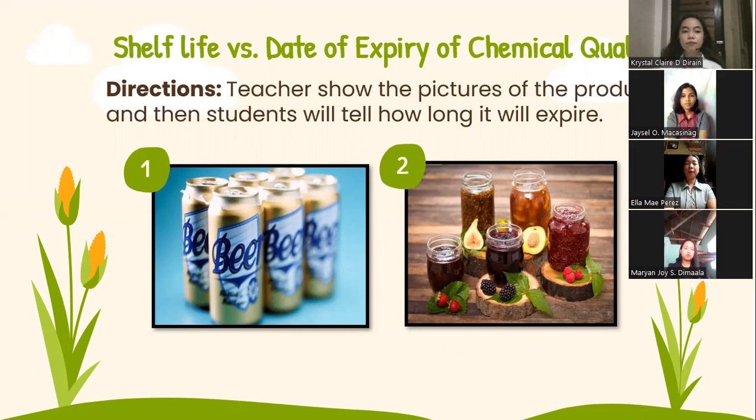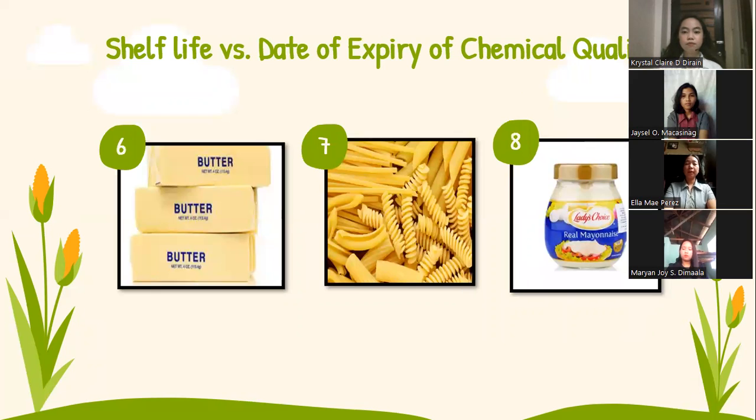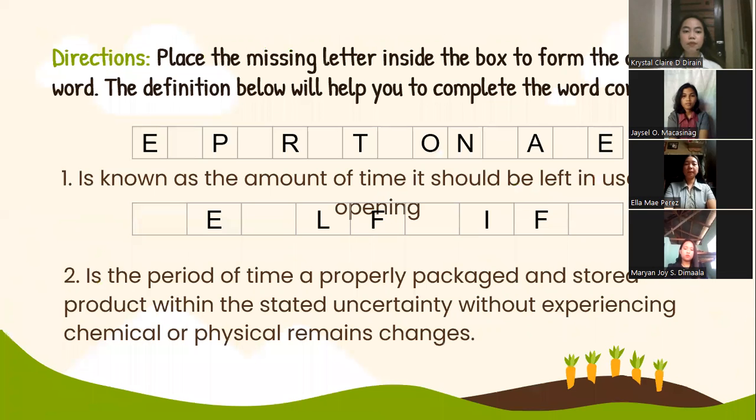Number 1, beer. Number 2, jams. Next slide. Number 3 is hot dogs. 4 is eggs. 5, Coca-Cola or soda. Next, 6, butter. 7, dry pasta. And 8 is mayonnaise. I will give you 10 minutes to answer this activity. Okay, time's up. Next slide, please.